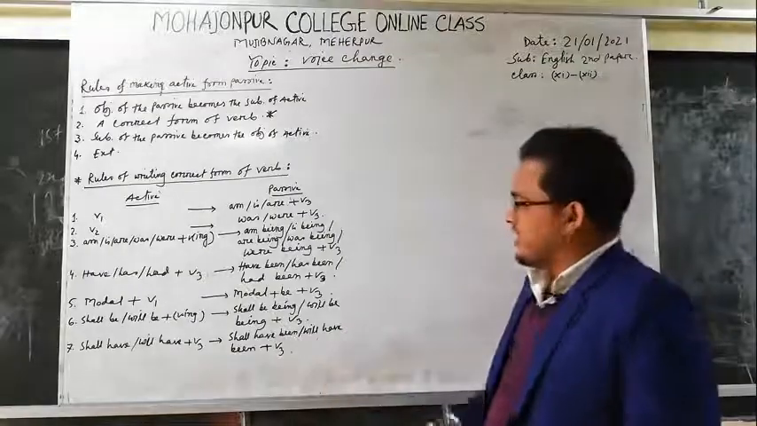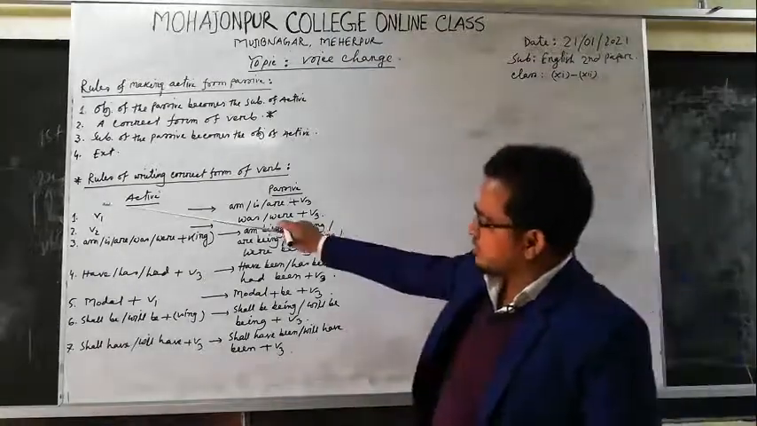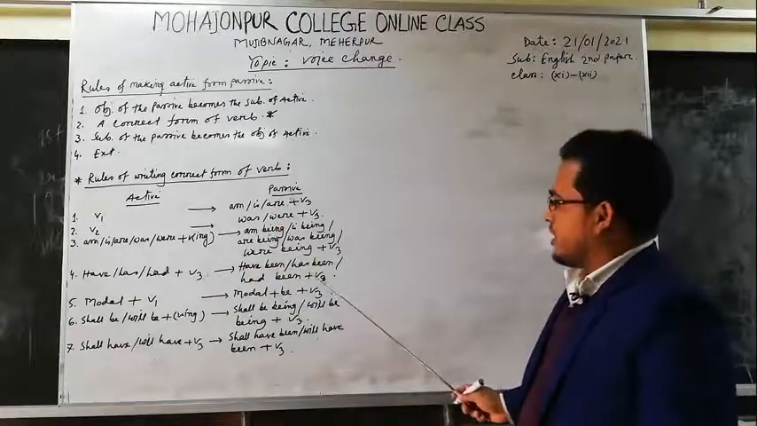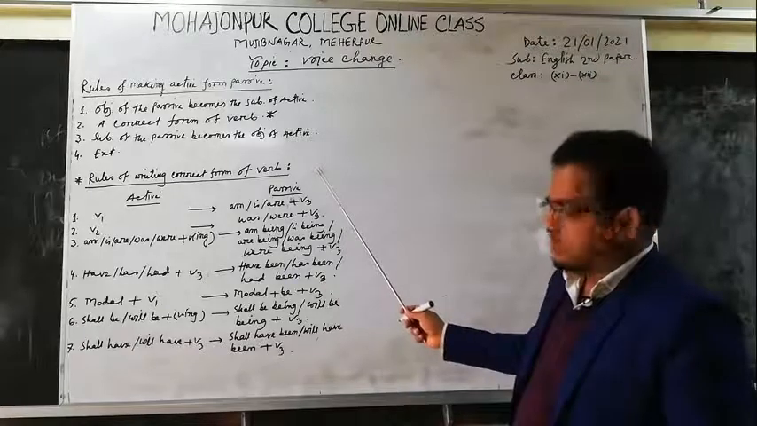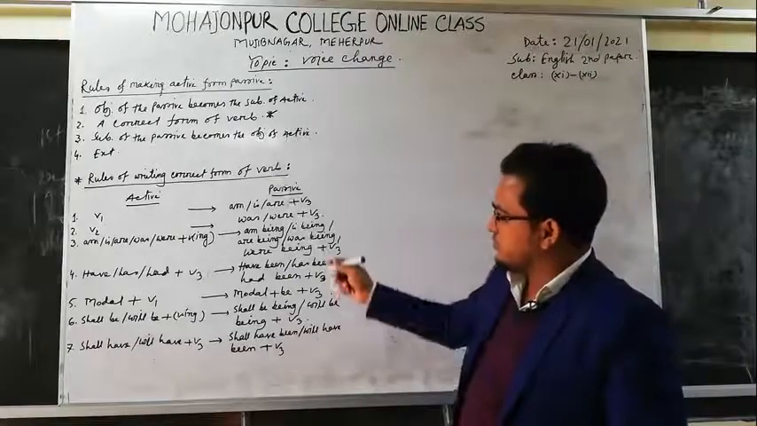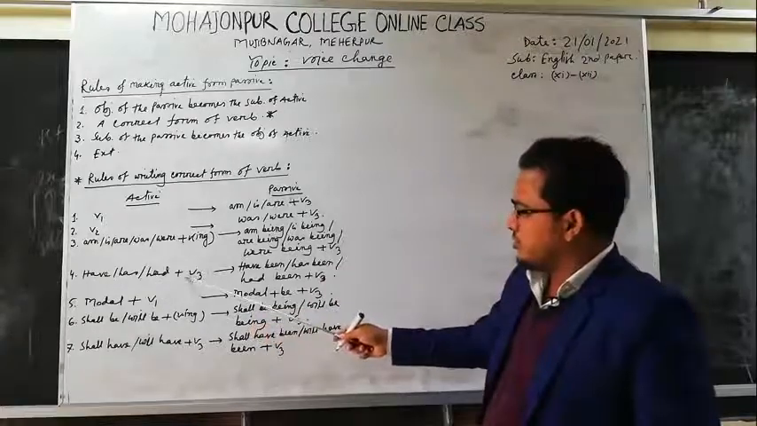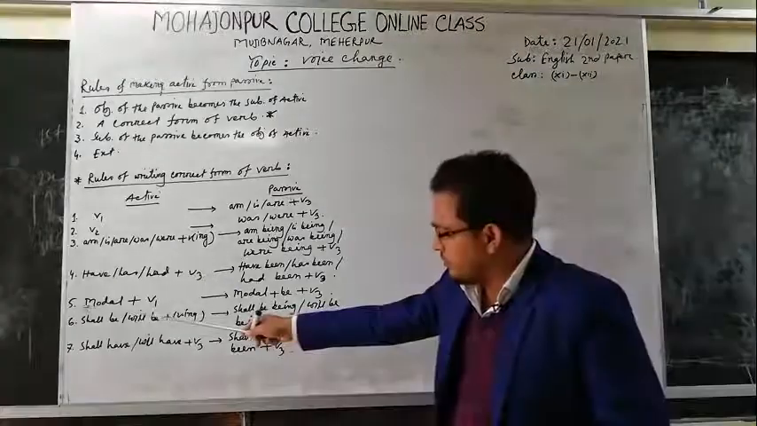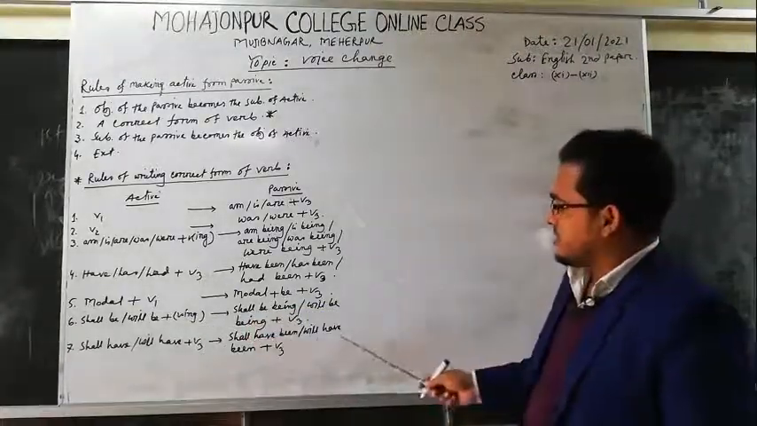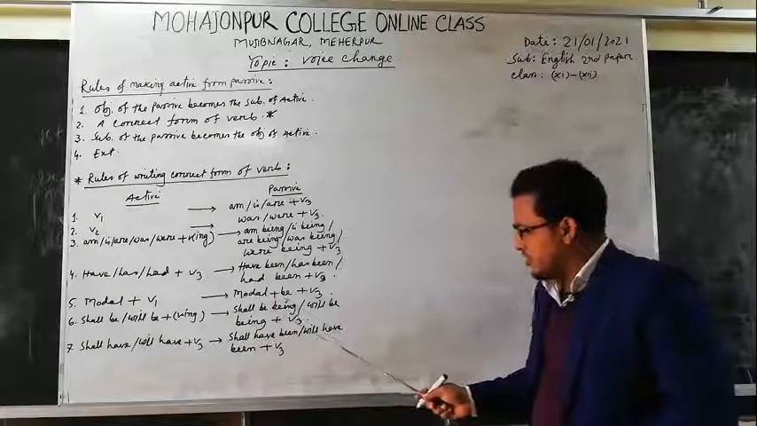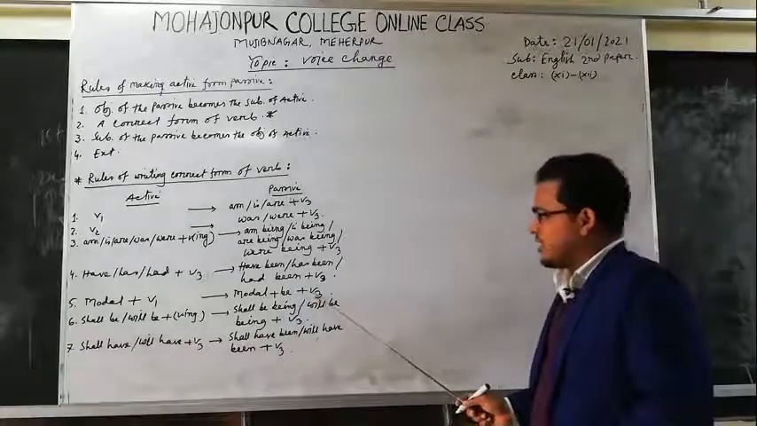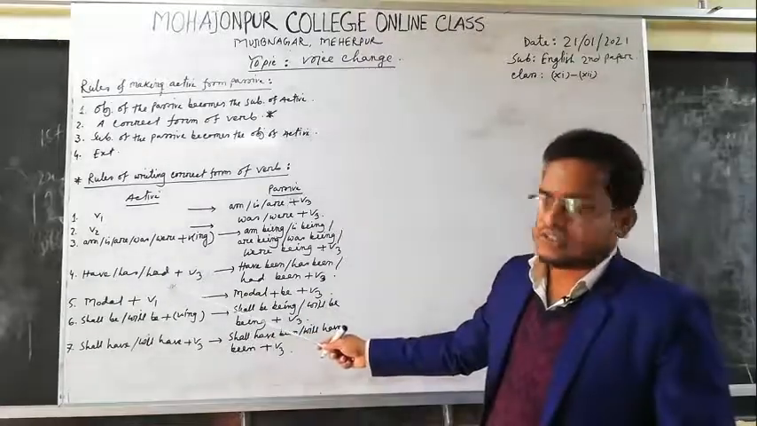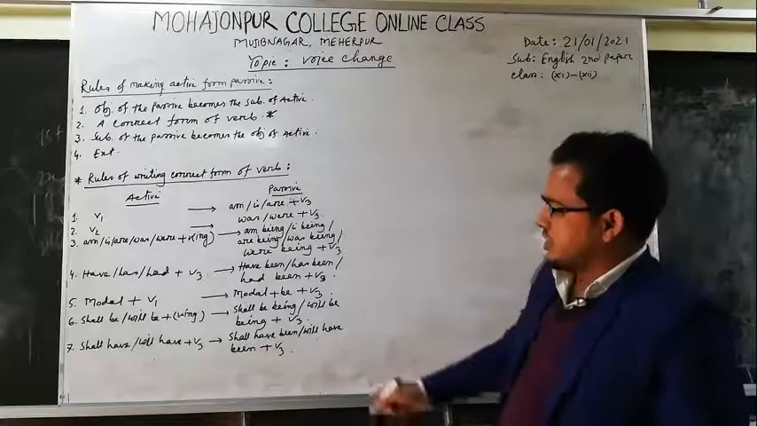In an active. Dear students, now number 4, if there is have been, has been or had been and past participle form of a verb in a passive voice, then the correct form of verb will be have, has, had plus past participle form of verb. And then the 5th one, if there is a modal verb plus be plus past participle form of verb, then it will be modal plus present form of verb in an active voice.